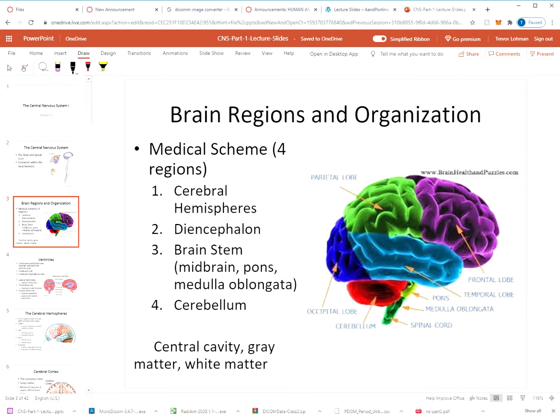Why did I bring this up? Oh, all of that is occurring in gray matter. All of that integration occurs in gray matter because it happens specifically in cell bodies. Okay, so you have gray matter and white matter in your brain.